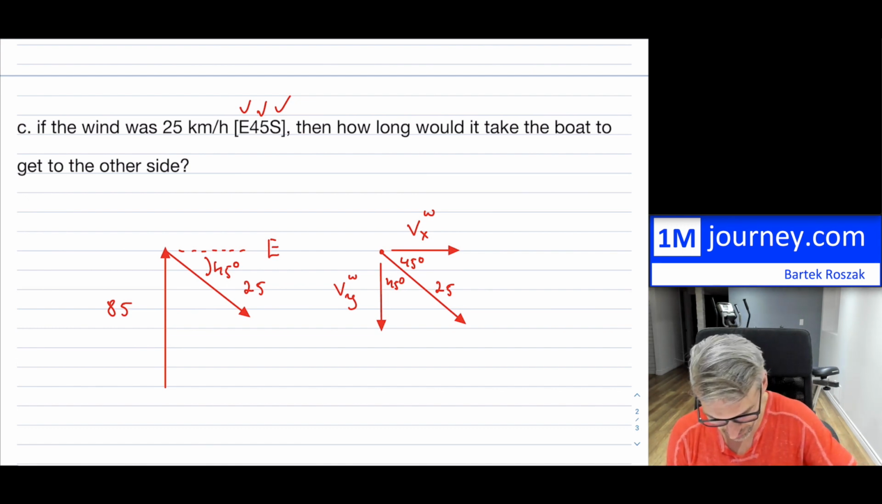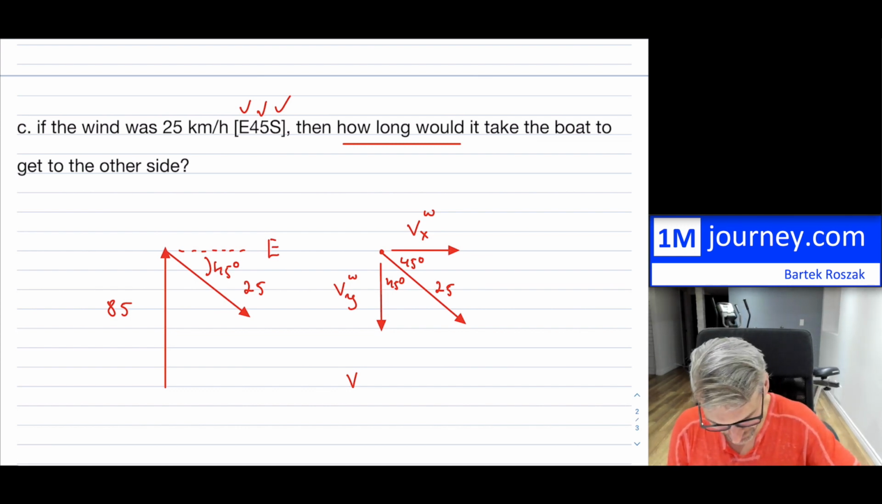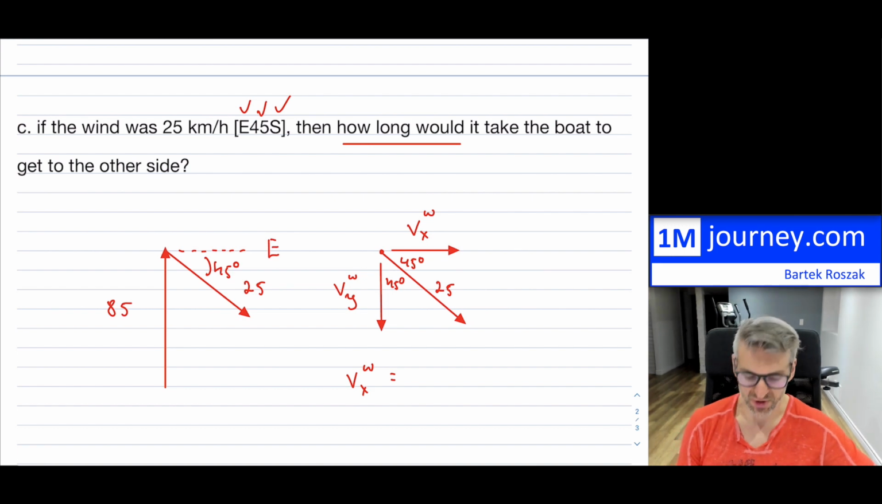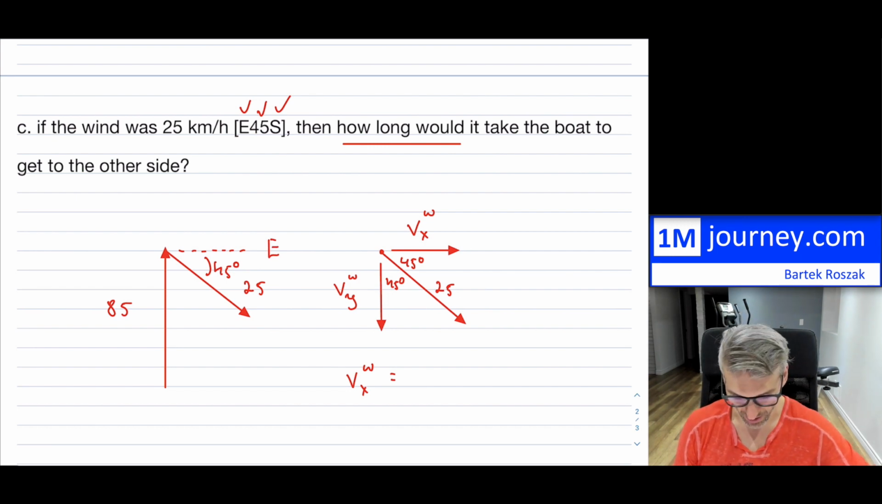Those components, not that we need them, because here it just asks us how long it would take. So really, we just want to know what the y component is. For that, although I'll do the x component as well, just to remind you, this is breaking down a vector into its components. I'll put up a link above if you want to see a little more.